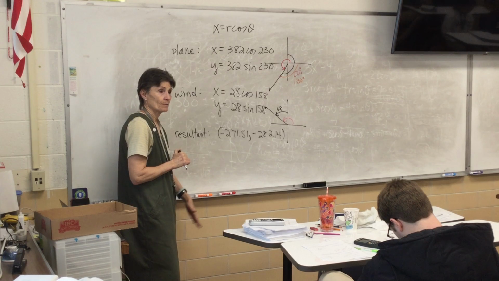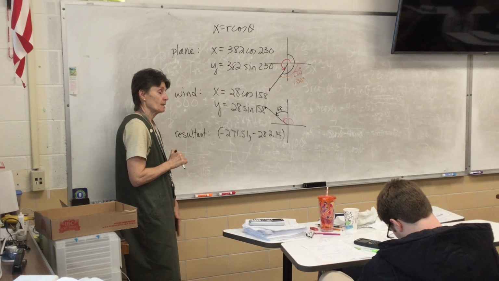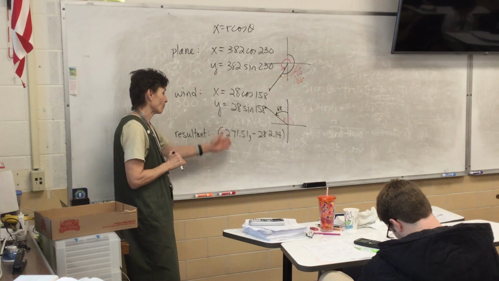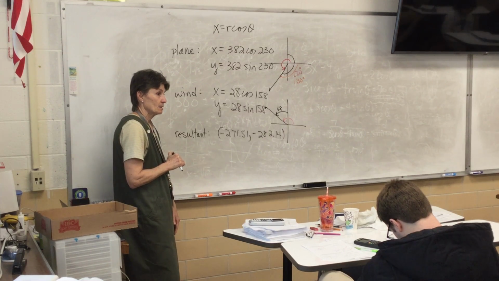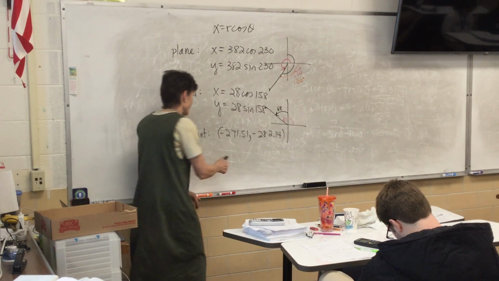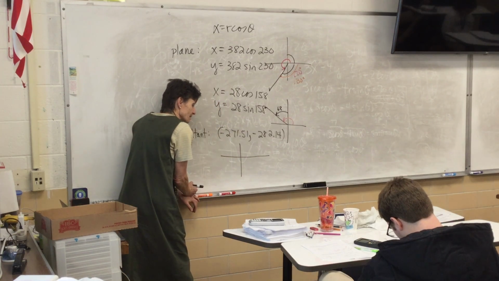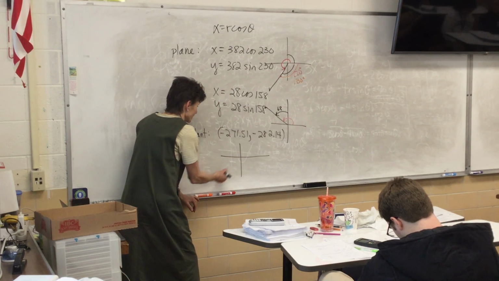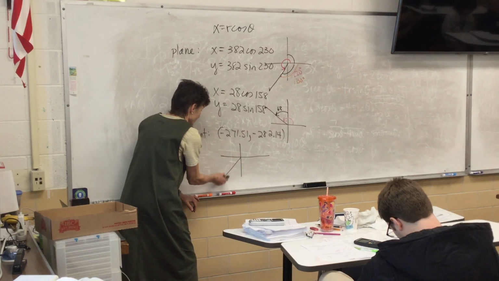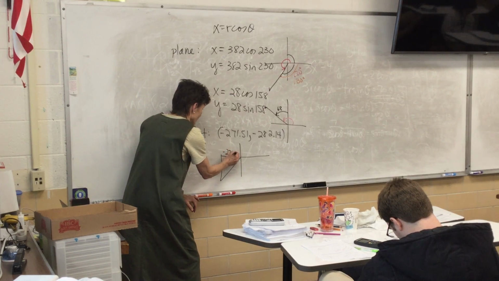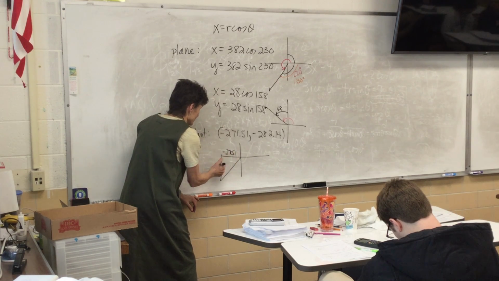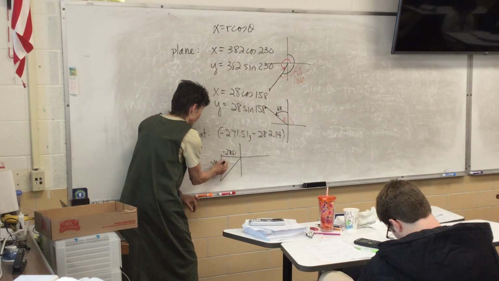Right, now, what does that represent? Well, that represents the airplane's velocity vector. So he is down here, negative 271.51, negative 282.14.